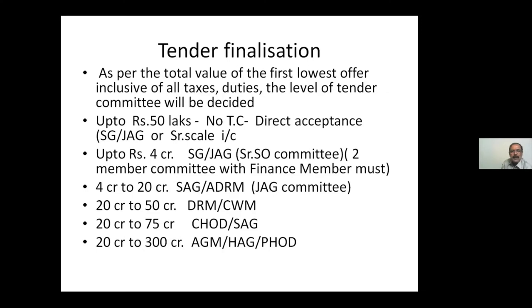In 2-member and 3-member committee, finance member must be there, apart from department engineer executive. Finance member is compulsory. In case of 3-member committee, 3rd member can be from SNT and electrical, they are called sister departments, but finance member in tender committee is a must in 2-member and 3-member. So these are the monetary levels for acceptance of the tenders. So you may get a question, what is the monetary limit for acceptance of say 5 crores like that.